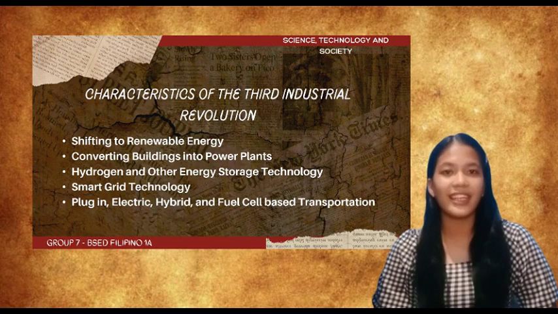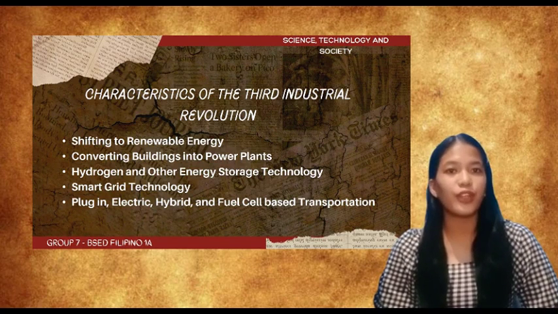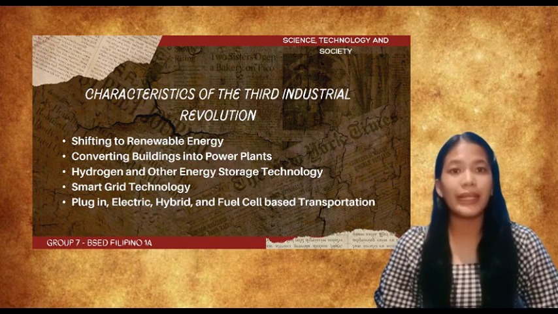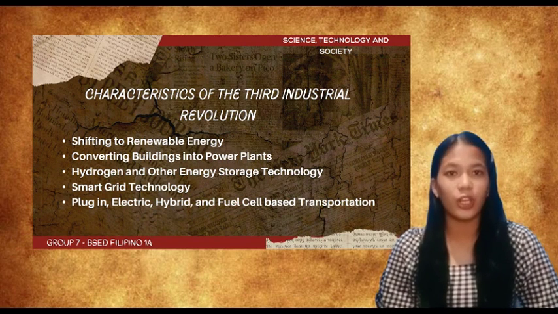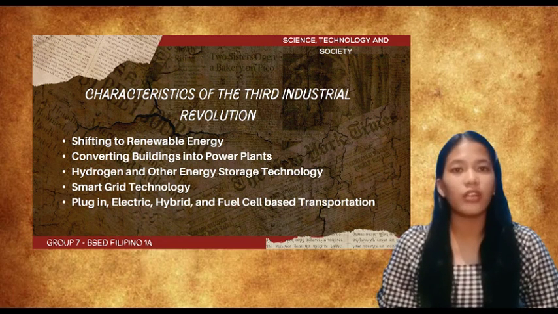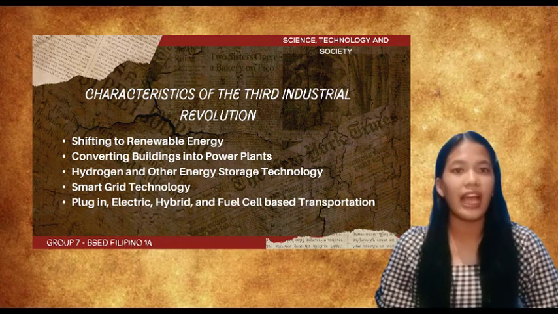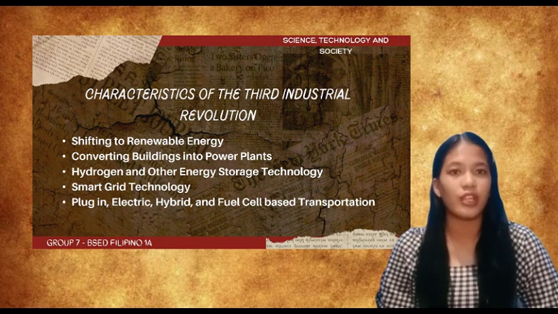Characteristics of the Third Industrial Revolution: shifting to renewable energy, converting buildings into power plants, hydrogen and other energy storage technology, smart grid technology, plug-in electric, hybrid, and fuel cell-based transportation.